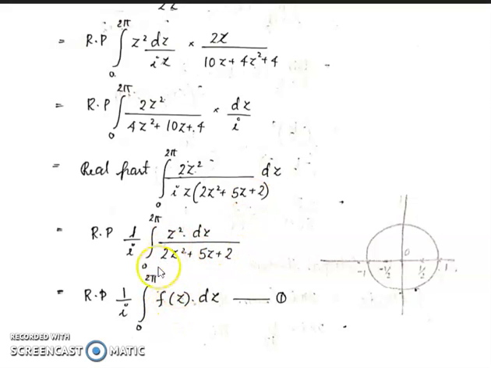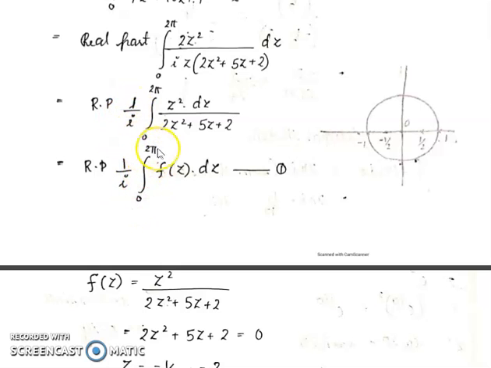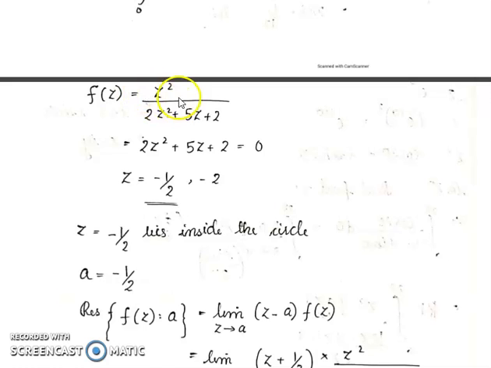Now f of z dz. What is f of z? Now we make it as f of z. So real part 1 by i integral 0 to 2π, and f of z is z square by 2z square plus 5z plus 2 dz. So this particular term we assume as f of z. So 2z square plus 5z plus 2 is equal to 0. We get the poles minus 1 by 2 comma minus 2.